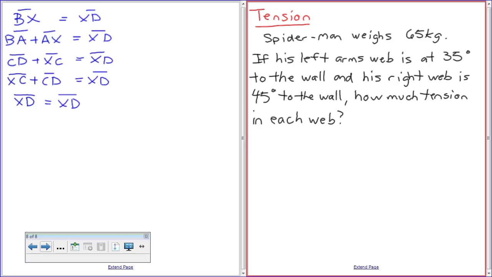Let's stay with superheroes. Okay, so all I'm saying is this: Spider-Man is swinging, is webbing himself like this. His one arm is going like this, his other arm is going like this. His body is the only thing. The real question would say Spider-Man has a 1,000-kilogram car by his foot or something like that, or whatever. Spider-Man is 65 kilograms. If his left arm web is at 35 degrees to the wall, and his right web is 45 degrees to the wall, how much tension is in each web?